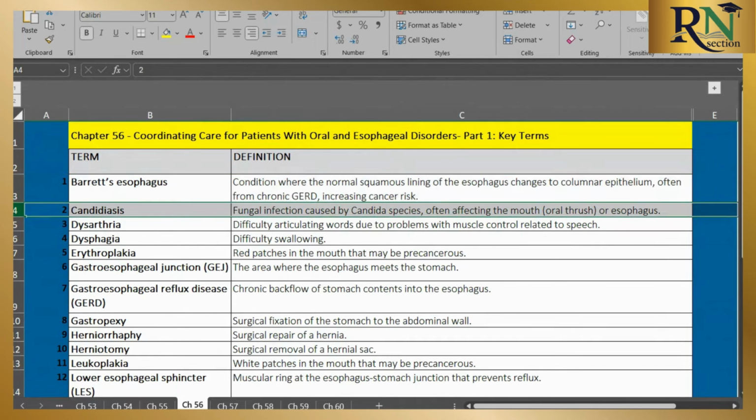Next, it's candidiasis. It's a fungal infection caused by Candida species, often affecting the mouth, oral thrush, or esophagus. So think about candy grows fungus, candidiasis.